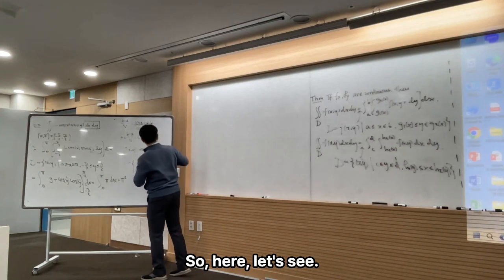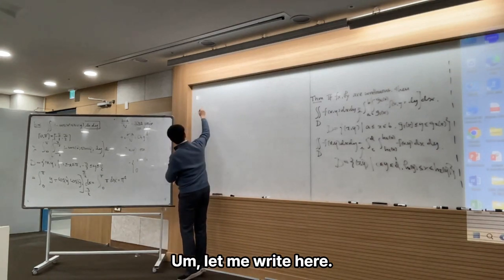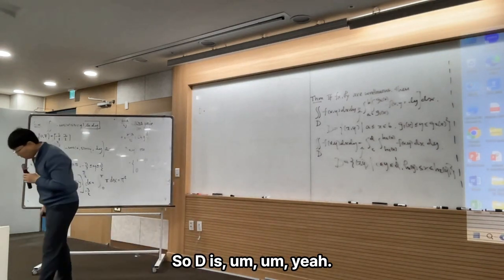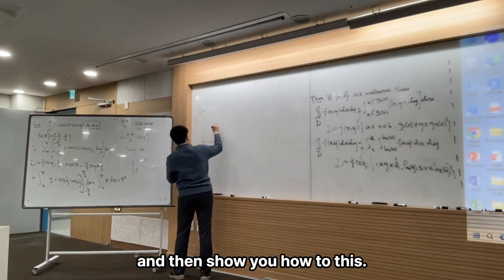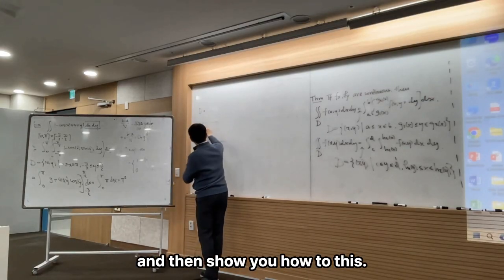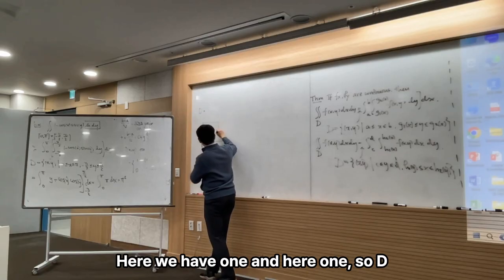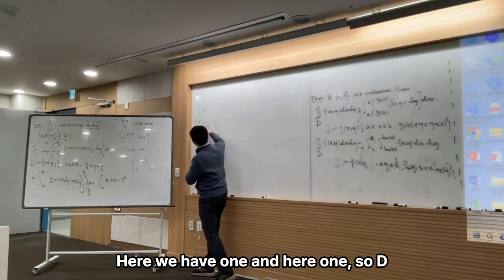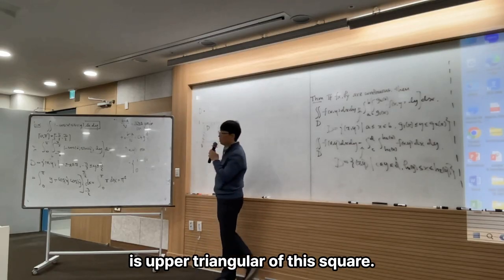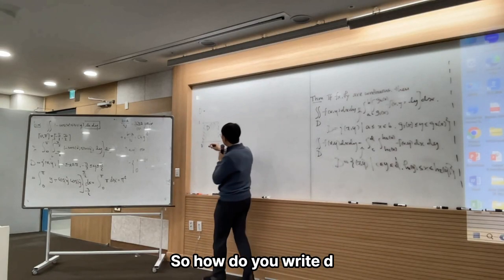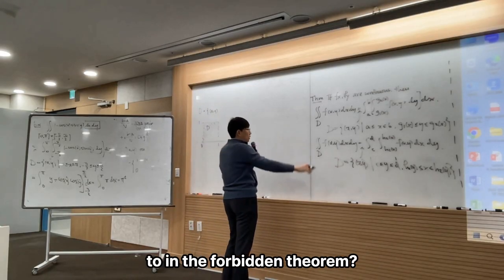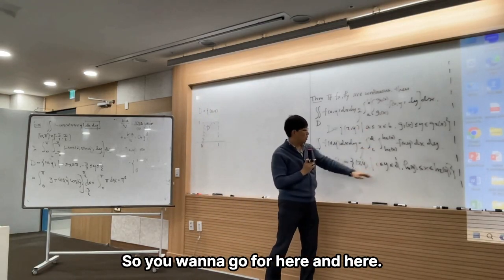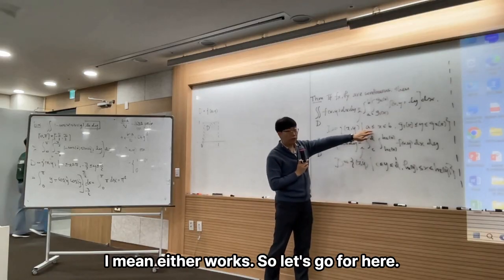So here, let's see. Let me write here. Let me draw a picture first, and then show you how to look at it. D is here. So here we have 1, and here 1. So D is the upper triangle of this square. So how do you write D in an expression similar to the Fubini theorem? You can go for here or here; either works. So let's go for here.